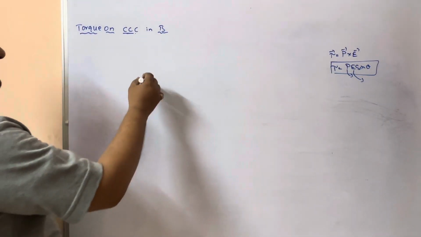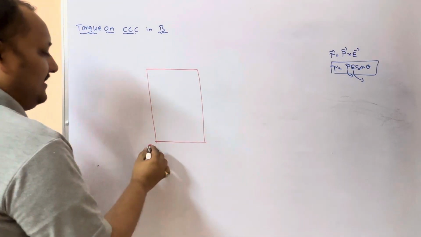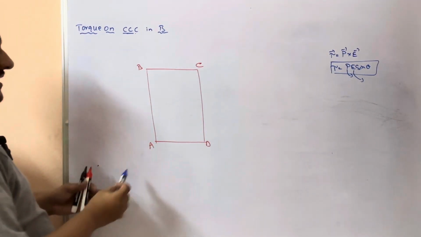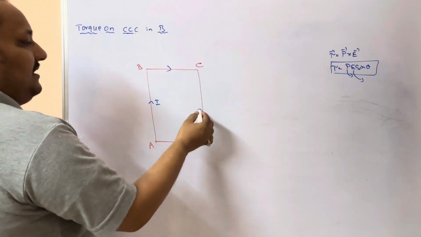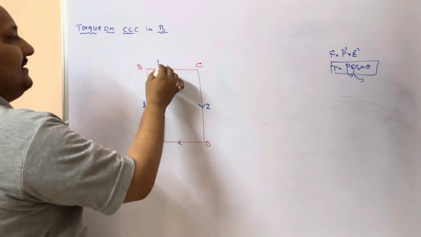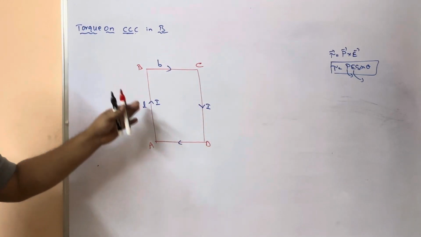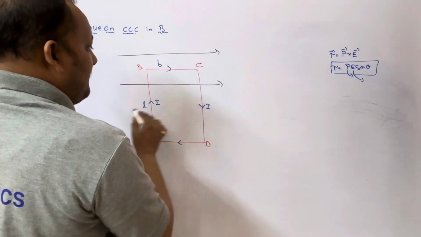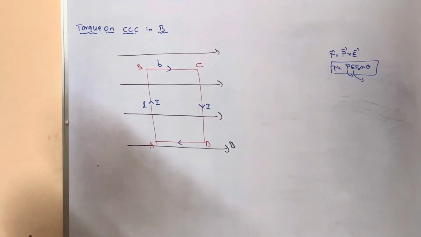Same like that, if you are placing a current carrying loop, I am placing it like this. This is A, B, C, D. If current is passing like this, A to B, B to C, C to D, D to A. So this is length, breadth. Now, whenever a current carrying loop is placed in a uniform magnetic field, I am taking the uniform magnetic field like this. I simply placed it perpendicular to understand easily, isn't it?